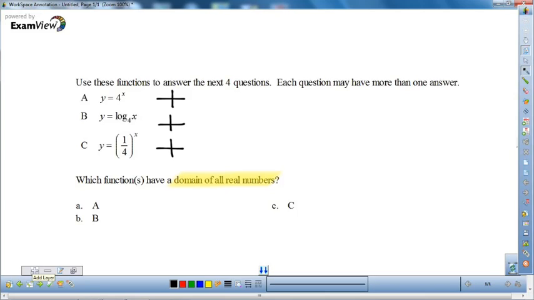So if we look at the A, right, if we do a table of 0 and 1, when x is 0, y is going to be 1, and when x is 1, y is 4. So I'm going to go ahead and graph 0, 1, and 1, 4. And I'm going to remember that this has a horizontal asymptote.